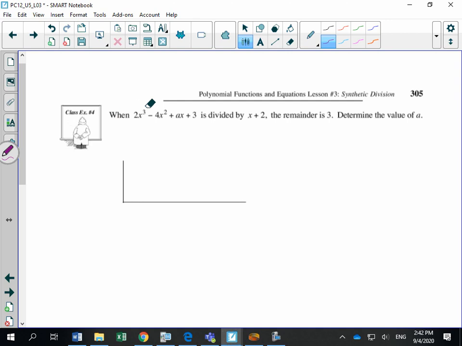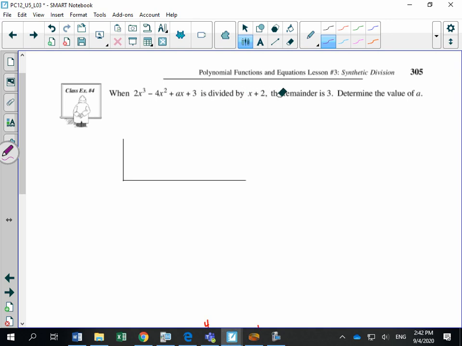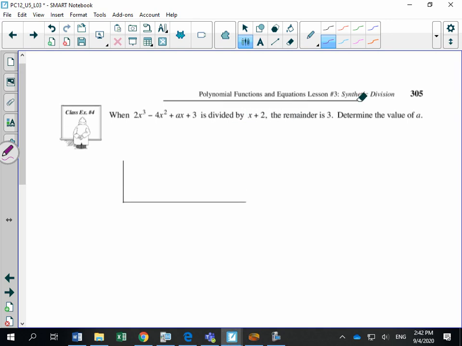So let's make sure this polynomial is in descending order of x. So x cubed, x squared, x to the 1, and then our constant, so that's fine. That's our divisor, so my root is going to be -2. So the -2 goes there. And let's fill this in. 2, -4, an a value, and 3. Okay. And then eventually I'm going to have to do something with that remainder.